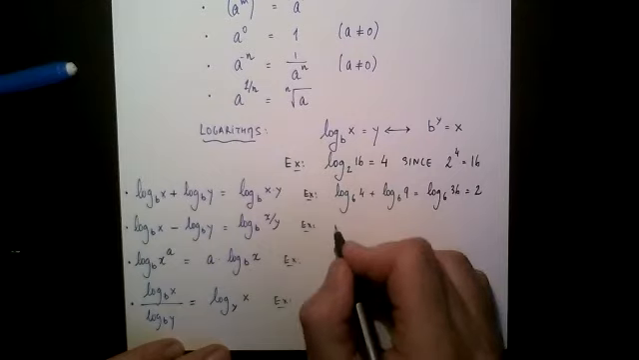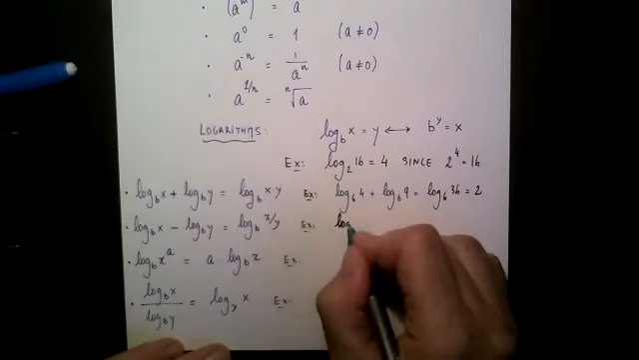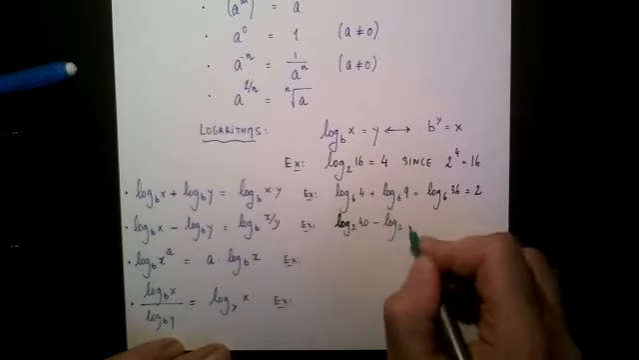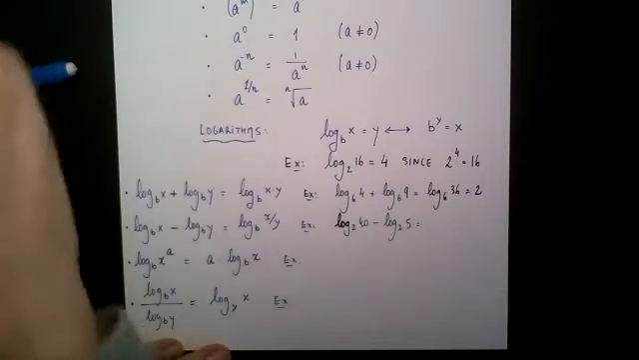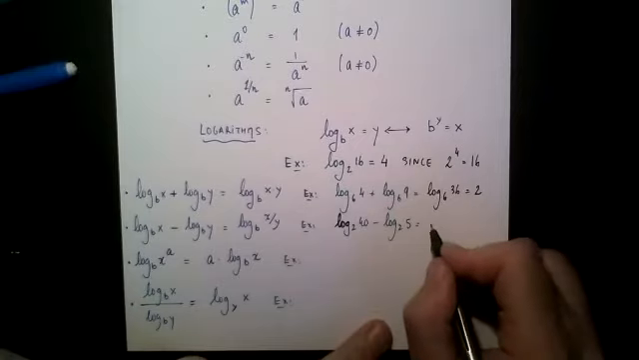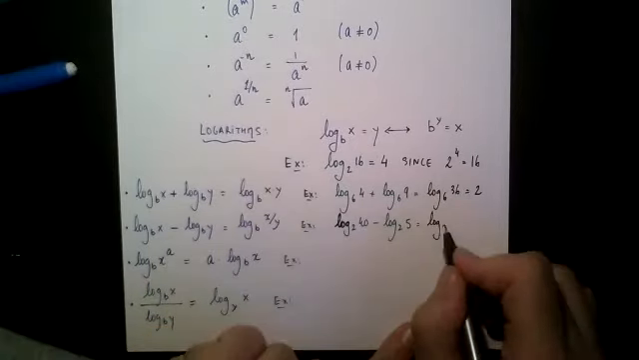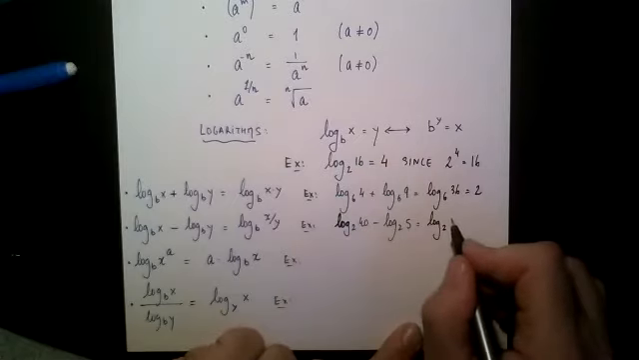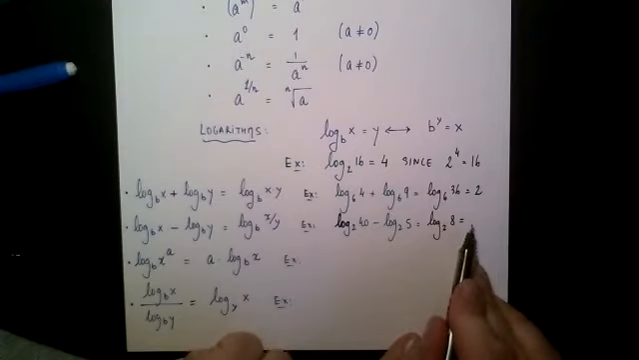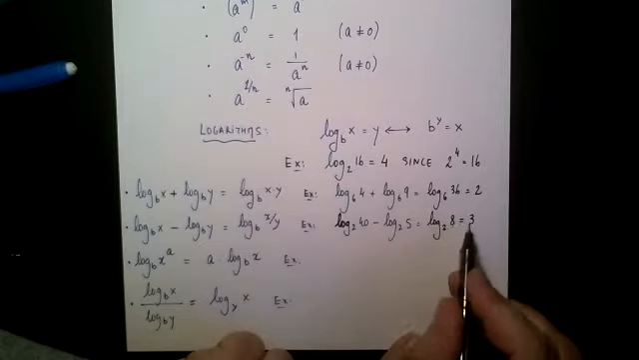Here, log in base 2 of 40 minus log in base 2 of 5 is what? So according to my rule, I'm going to minus, so I divide the inside. So it's log in base 2 of 40 over 5 is 8. Okay, and what's it going to be here? Log in base 2 of 8. What is it? 3. Okay, not 4, 3. 2 power 3 is 8.